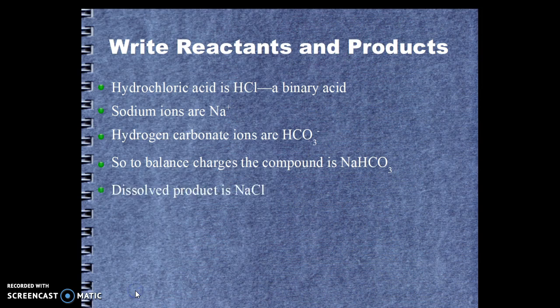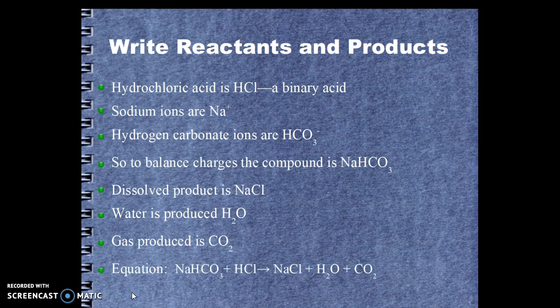the two ions. The dissolved product that is created is sodium chloride, NaCl. The water that is produced, of course, is H2O, and the gas that is produced is carbon dioxide, CO2. The equation then is NaHCO3 plus HCl reacts to form NaCl plus H2O plus CO2. And if you count atoms, you see that this is a balanced, full chemical equation.